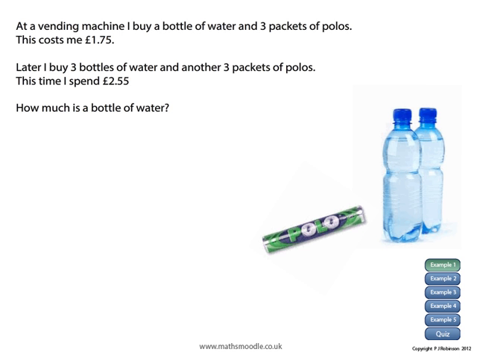The first statement could be written as an equation: 1 water plus 3 polos equals 175 pence. Similarly, the second statement could be written as 3 waters plus 3 polos equals 255 pence. If we subtract one equation from another, because both equations contain 3 packets of polos, all we are left with is 2 waters, and subtraction of the amounts of money leaves 80. If 2 waters cost 80 pence, then 1 water is equal to 40 pence.